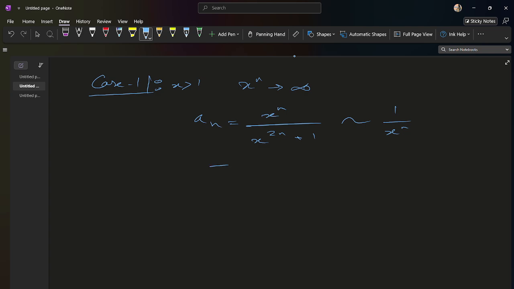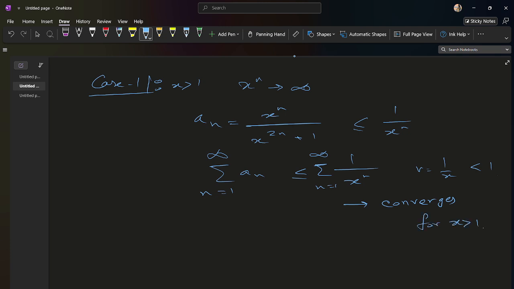So we can write that the summation of a n from n equals 1 to infinity will be less than or equal to the summation of 1 by x to the power n, n equals 1 to infinity. This is a geometric series with ratio r equal to 1 by x, and that is less than 1. So it converges. Thus by the comparison test, the given series also converges for x greater than 1.